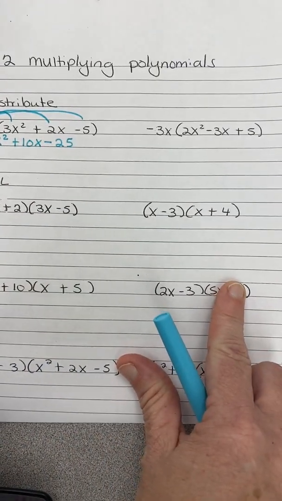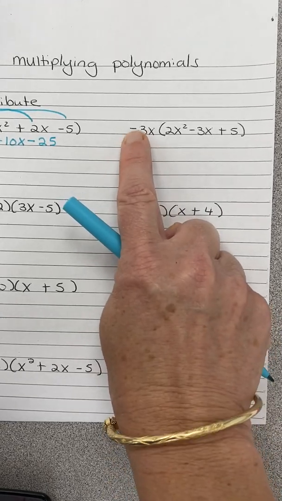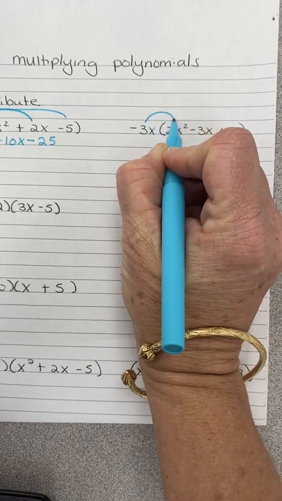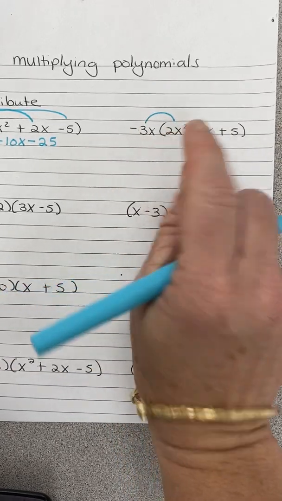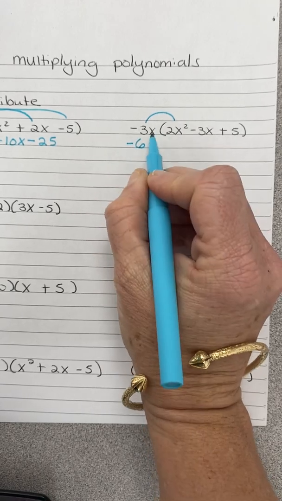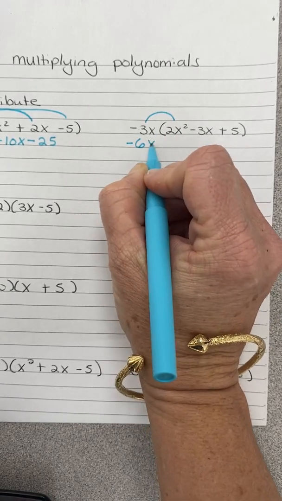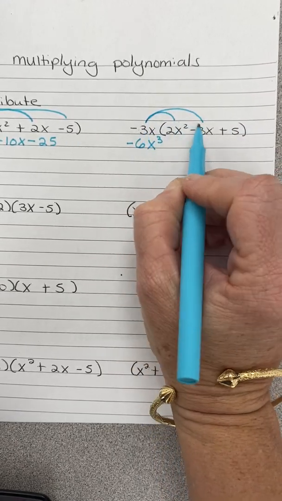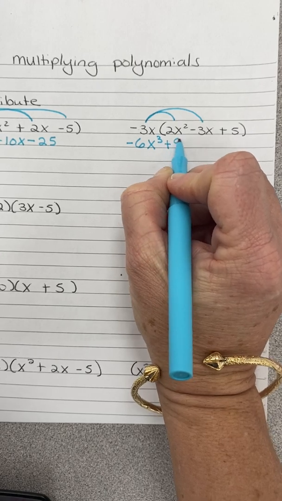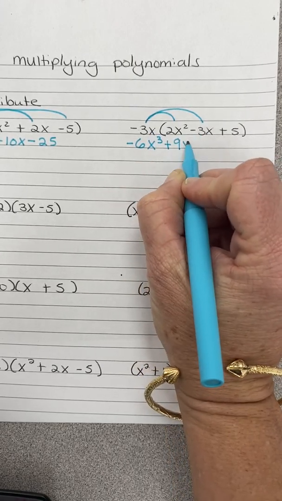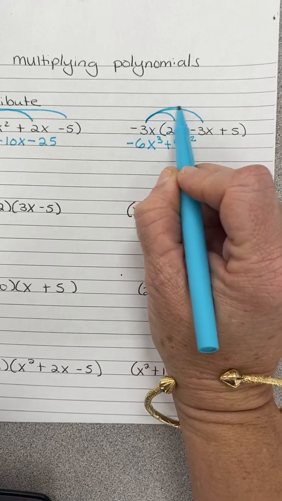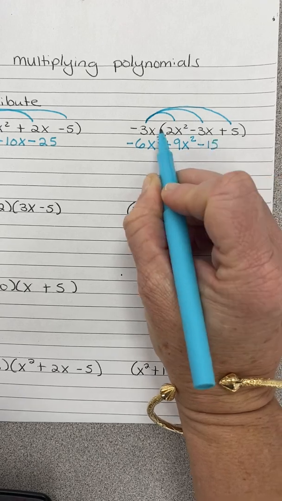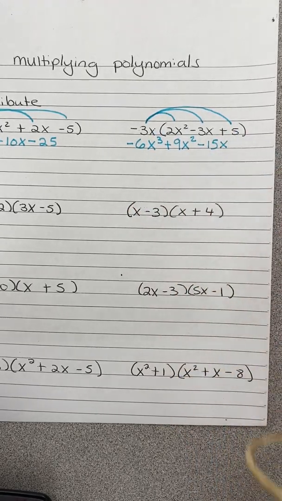Now this is where most kids go wrong, where if you have a negative in front. A lot of times they forget that. So once again, we're going to distribute here. Negative 3 times 2 is negative 6. x times x squared is x cubed. And then let's move on to the next one. Negative 3 times negative 3 is positive 9. x times x is x squared. Negative 3 times positive 5 is negative 15. And then x over here.